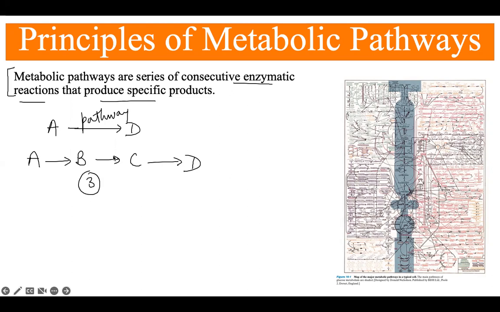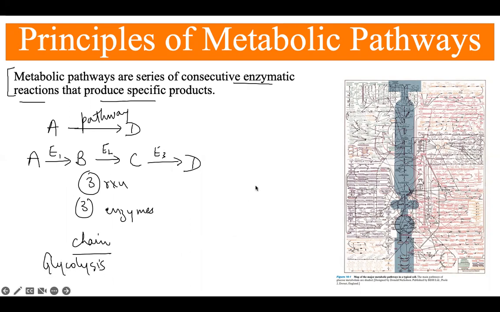So this pathway here in the example is a 3 reaction pathway with 3 different enzymes acting on these 3 reactions. So these 3 enzymes are E1, which is converting A to B, E2 converting B to C, and E3 C to D. So this is what a pathway looks like. Now, the pathway that I have drawn on the screen is a chain kind of pathway, which means that it is happening in a linear form. And an example of a chain kind of metabolic pathway is glycolysis.